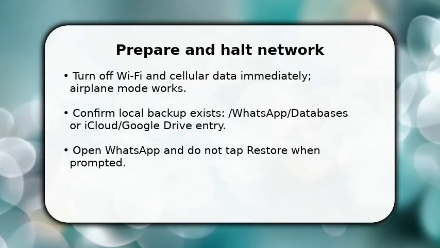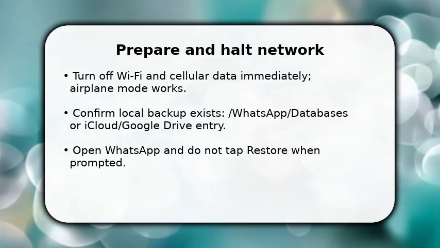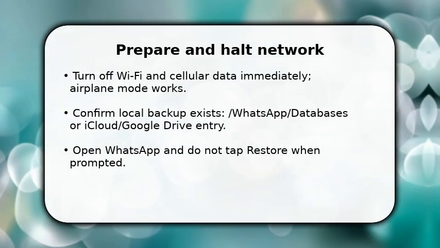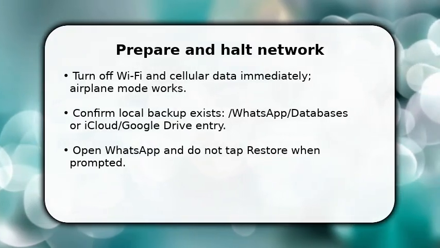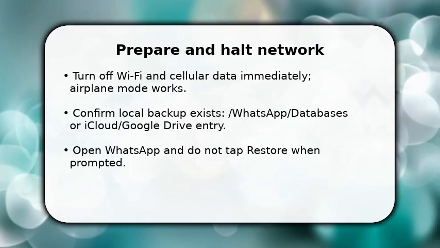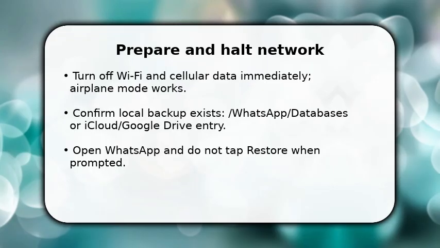You start by cutting network access so the app can't fetch cloud media. Put the phone in airplane mode and disable Wi-Fi and mobile data. Next, check for local backup in /WhatsApp/databases or note a pending iCloud/Google Drive backup. This tells you where media might come from.